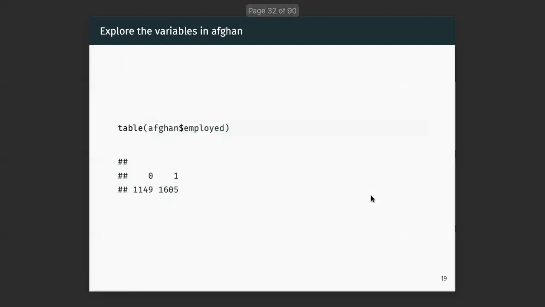So now let's look at employment. I'm just working through all the variables in the data set and designing visuals that help me understand what's going on. Employed is a binary, so I just want to look at a table. We have 1,600 employed, 1,100 unemployed. So the majority are employed, but plenty of people are unemployed. If we were to use this to compute a crude unemployment rate, we could just divide 1149 over 1149 plus 1605, and I don't know, we get like a 30% unemployment rate or something like that, 30 or 40%.